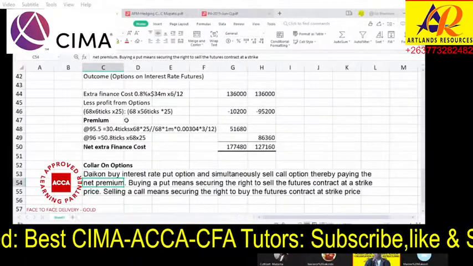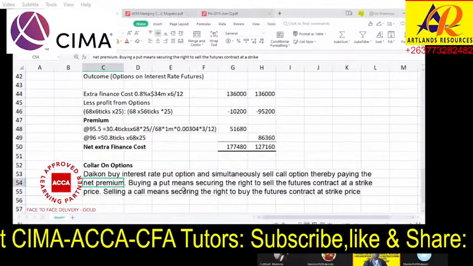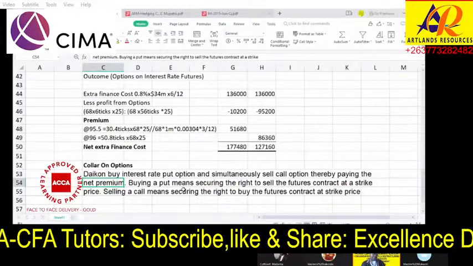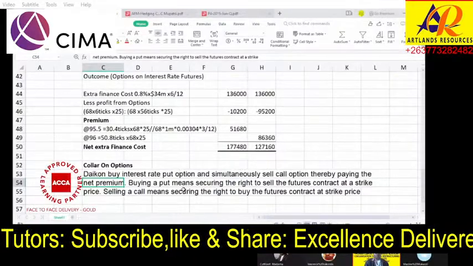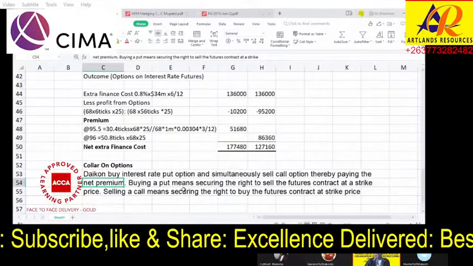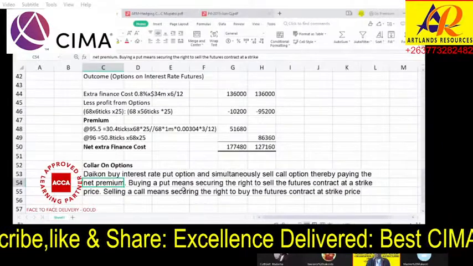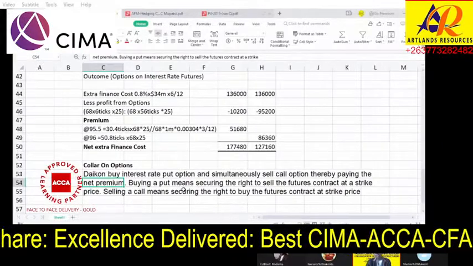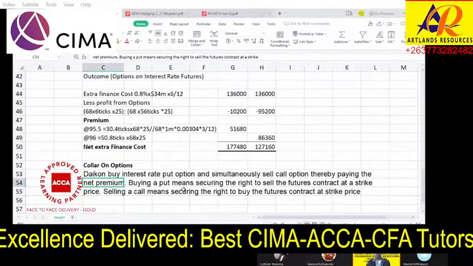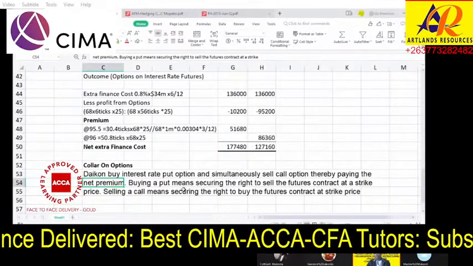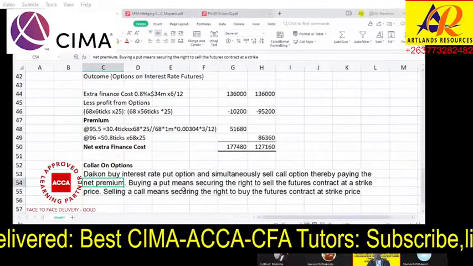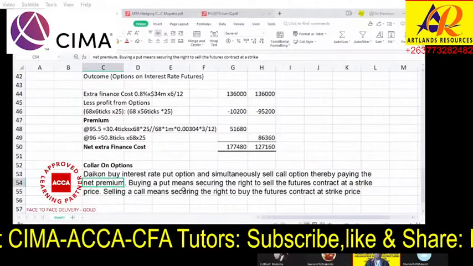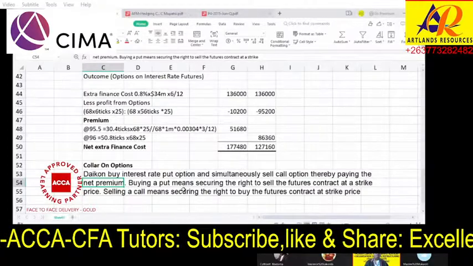By collar, I said you are hedging both interest rate increase and interest rate decrease. So what you do, as a borrower, is buy interest rate put options as before, but simultaneously sell a call option, thereby paying the net premium. And I said, what do we mean by buying a put?